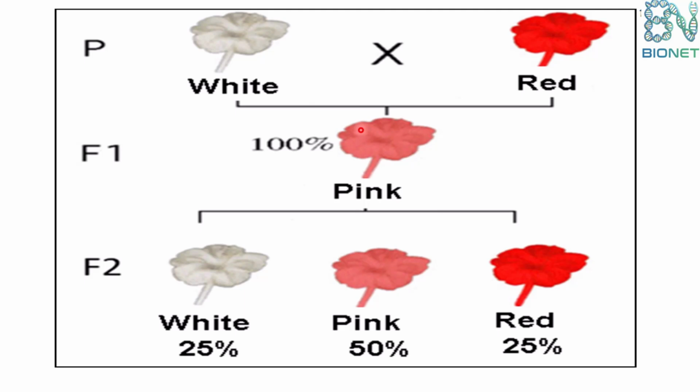Now the self-cross. Upon crossing two flowers having pink color, in the F2 generation, we will obtain three phenotypes, white and red, which are the parental, and also the appearance of the intermediate phenotype, which is the pink phenotype.